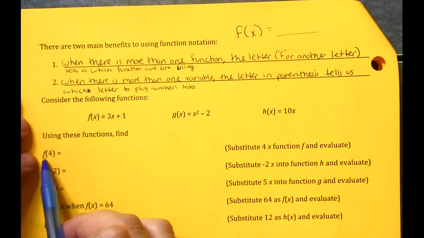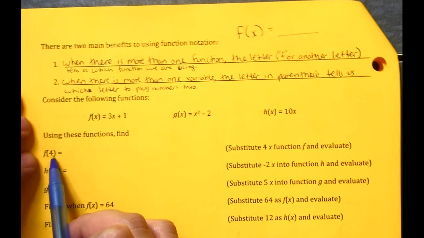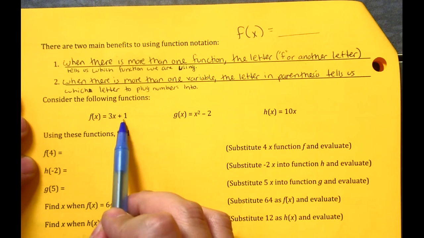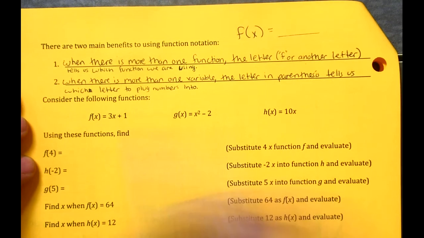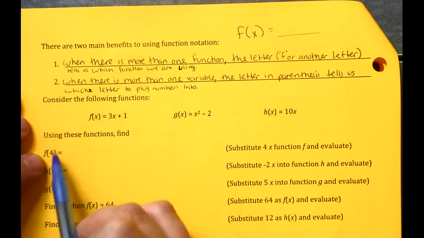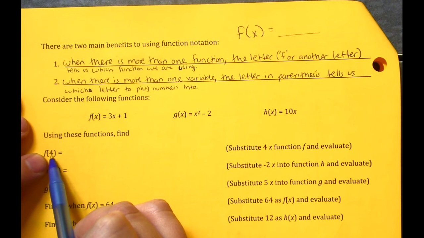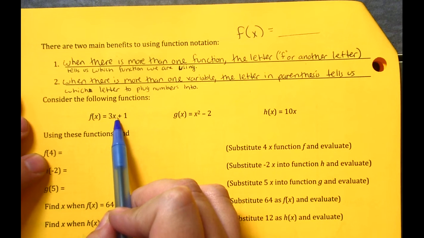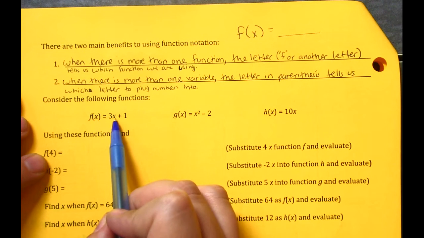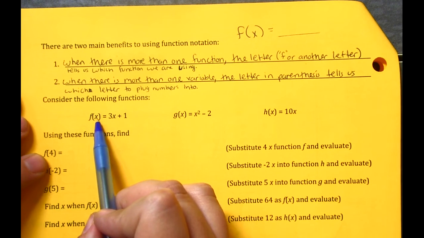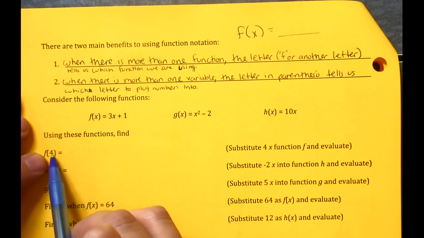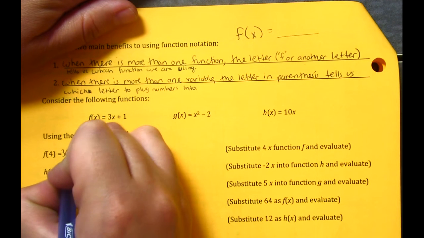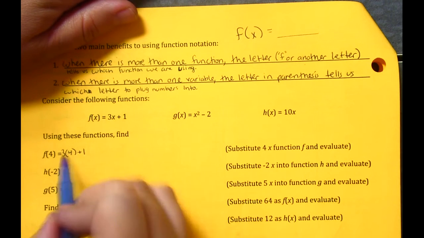The first one is f of 4. So this tells us two things. First of all, because that's an f, we're going to be using this function right here. So we can just ignore these two for a minute. So we're using function f, and the 4 tells us that instead of an x in here, it's going to be a 4 right here. Because whatever is in parentheses is what's over here. If this is an x, this is an x. If this is a 4, then that is going to be a 4.